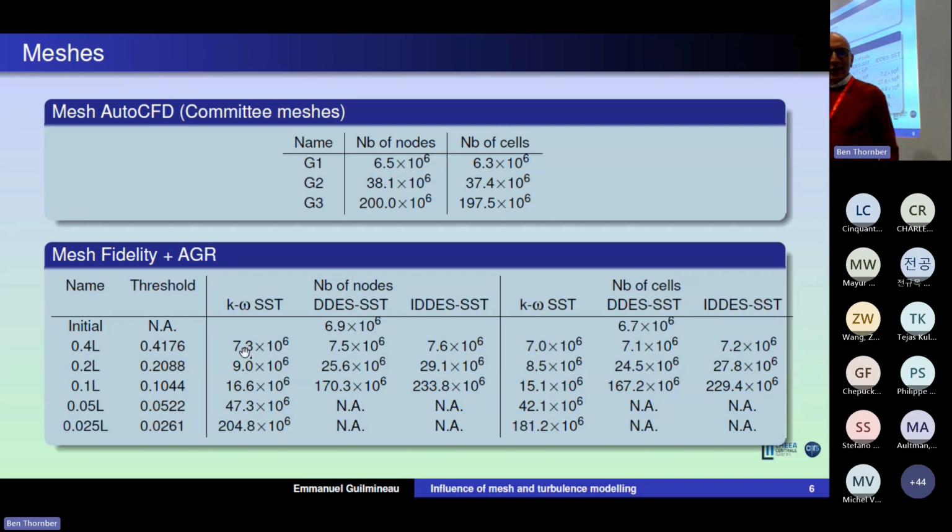With RANS, I obtain 5 meshes, and the finest mesh is 180 million cells. With the hybrid RANS/LES model, I can generate only 3 meshes, because the third mesh has a lot of cells, and it is not possible for me to increase the number of cells further.